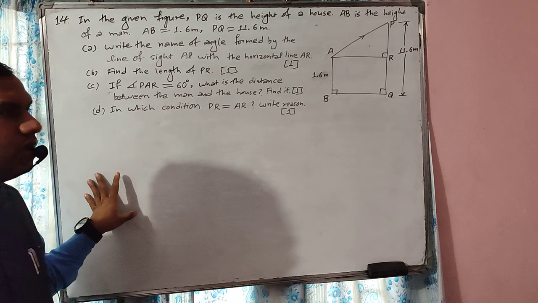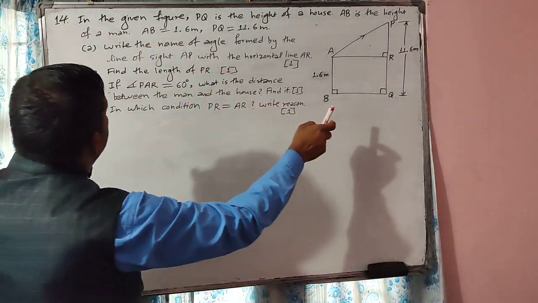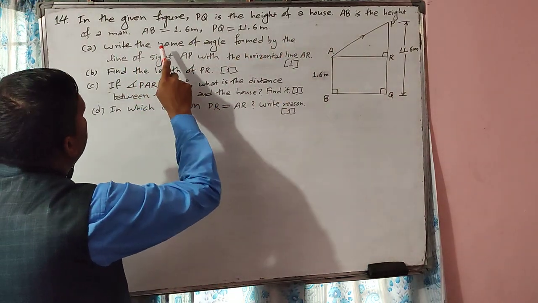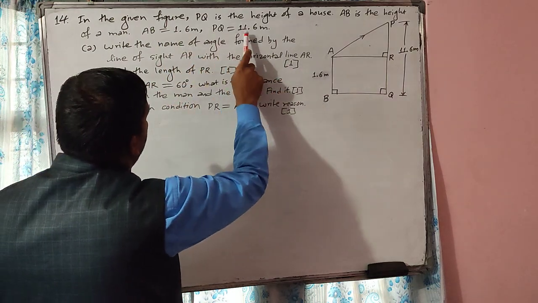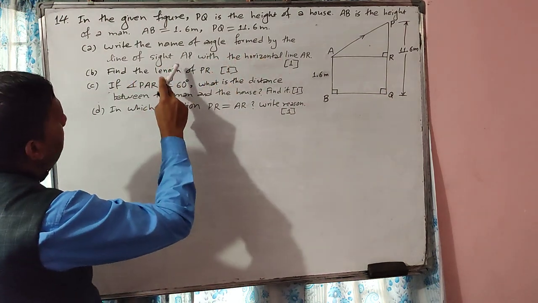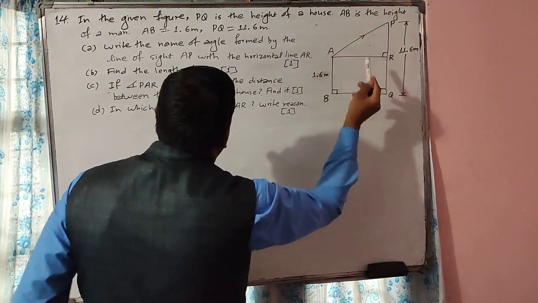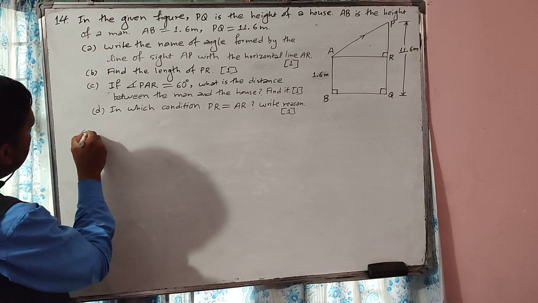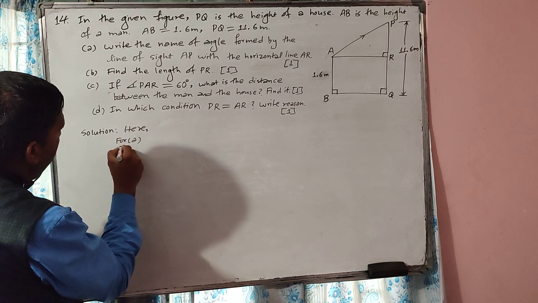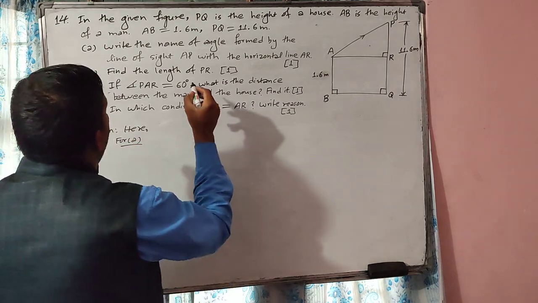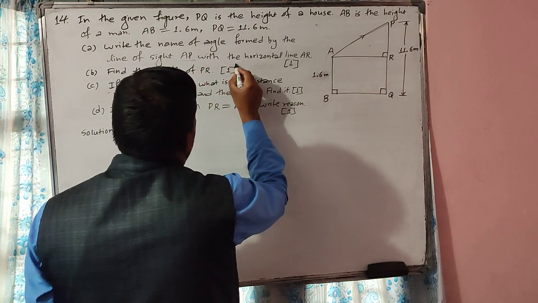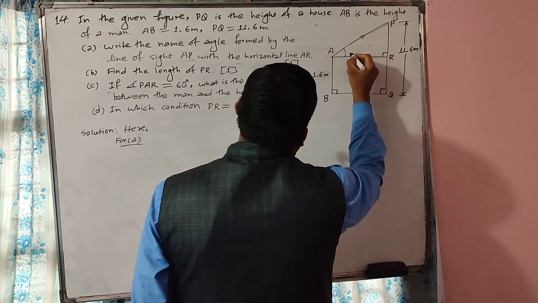Now question number 14. In the given figure, PQ is the height of a house, AB is the height of a man, AB equal to 1.6 meter, PQ equal to 11.6 meter. Then for A, write the name of the angle formed by the line of sight AP with AR. Now its solution. For A, I have to write the name of the angle formed by the line of sight AP and the line AR, this angle.